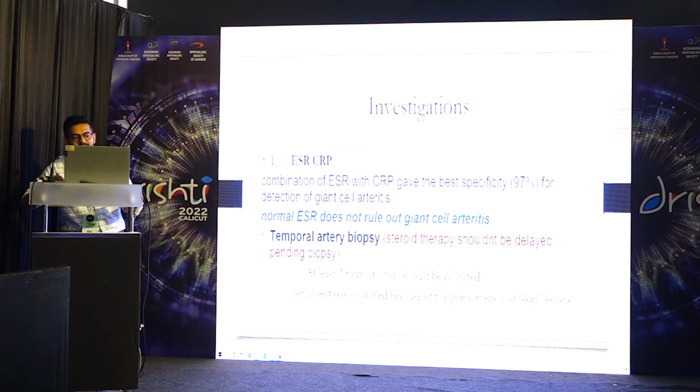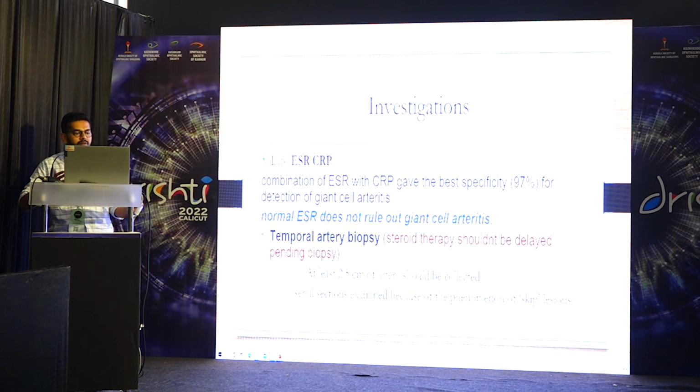ESR and CRP is a very important investigation. With the combination of both ESR and CRP elevation, the ESR will be markedly elevated above 70 and even up to beyond 100. The combination of both gives the best specificity for the detection of giant cell arteritis. Though a normal ESR does not rule out giant cell arteritis.